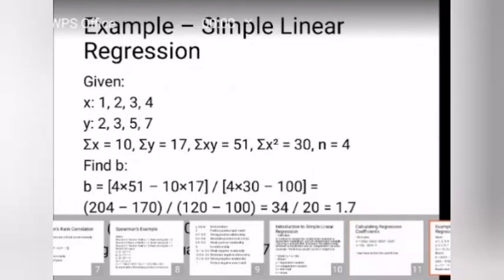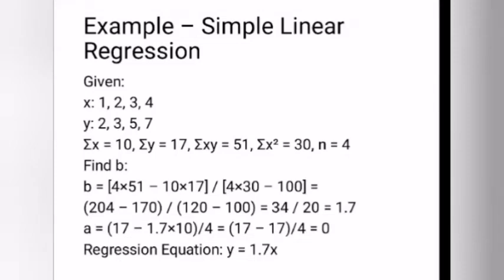So you have 4 times 51 minus 10 times 17 over 4 times 30 minus sigma x all square. When you put this in your question, you first of all solve the inside bracket first. Multiply out. 4 times 51 is 204. 10 times 17 is 170. 4 times 30 is 120 minus 100. Then you solve the two individual brackets. That's 34 over 20. So your answer is 1.7.